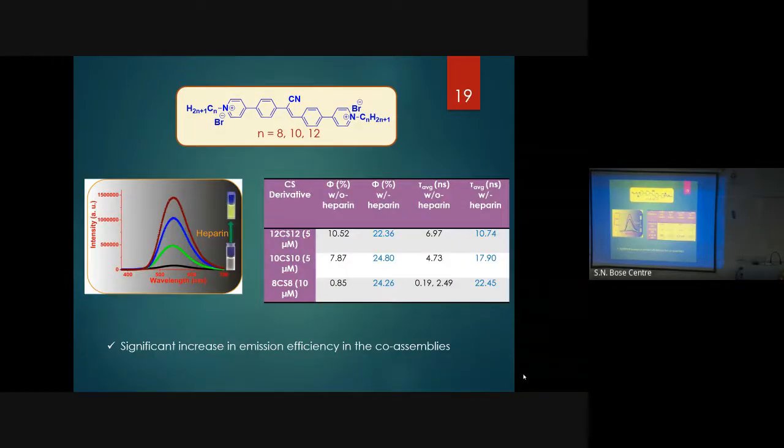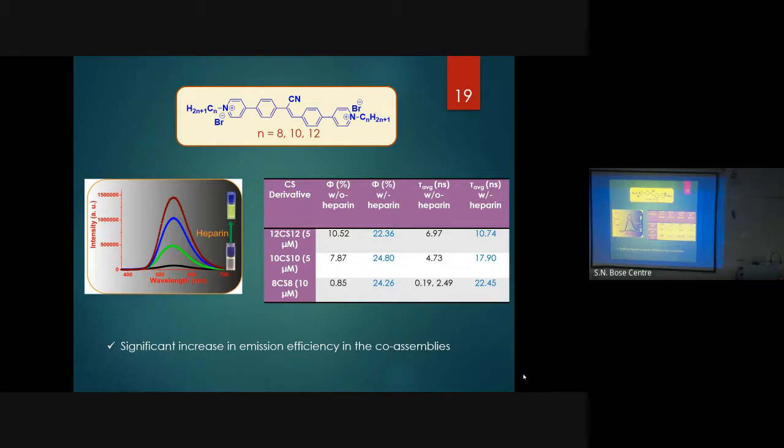But the way we detected heparin is through fluorescence. As you see, this is before adding the heparin, and if you start adding heparin, you see a huge increment in the fluorescence. The wavelength does not shift, so that tells you that the chromophore packing is probably not too different. But once this electrostatically driven co-assembly formation happens, you probably have much tighter packing. And you see here also that the quantum yield after heparin addition and also the lifetime both increase.